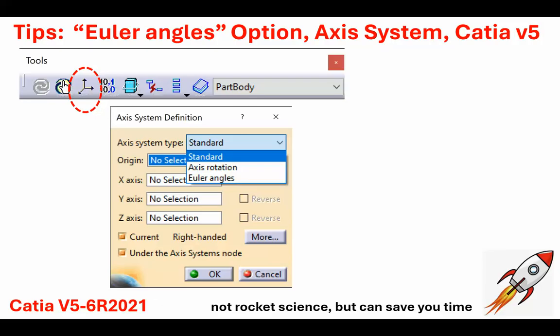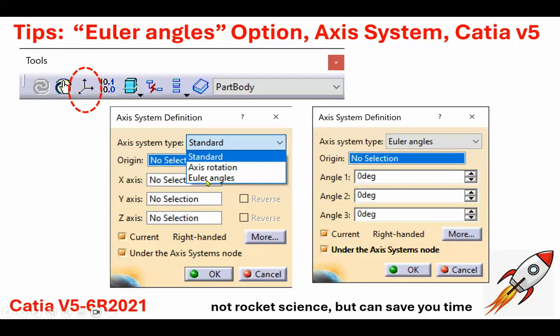Okay, so I'm going to select the Euler angle option. So this is what I get. And then I notice that I can select, of course, an arbitrary point, but I'm not going to worry about it. I'll use the global origin because it's easier to see what's going on. And then you have to input three angles: angle 1, angle 2, angle 3. So what exactly is it that it's going to do with these angles?